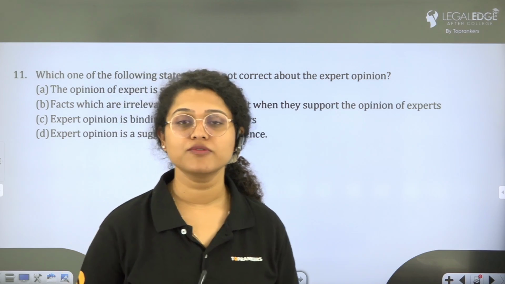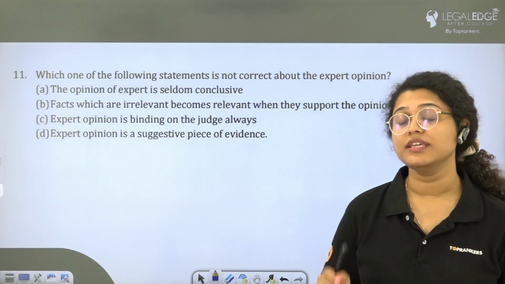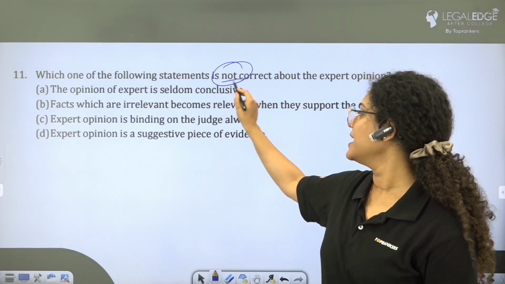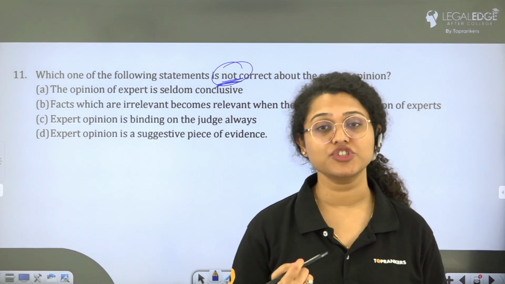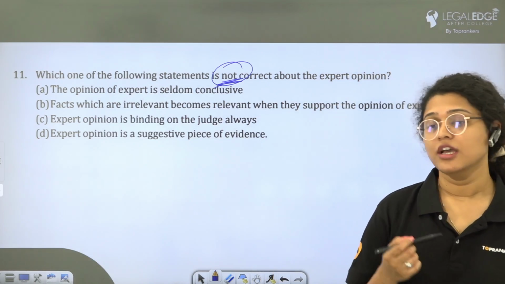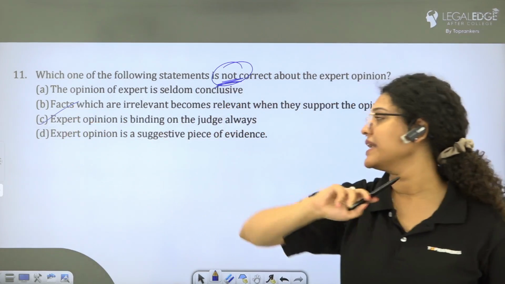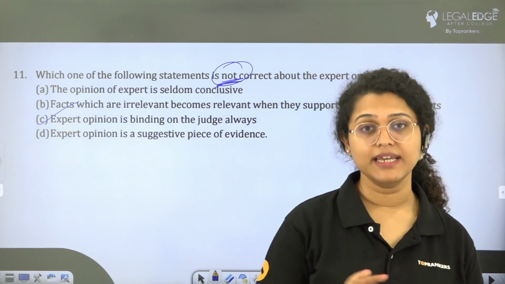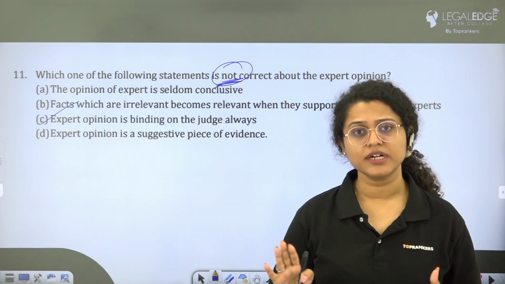Always at the time of solving your paper, you should read the question very carefully to see what has been asked. Wherever "not" is written, pay special attention to this word. Otherwise we mark wrong answers. So your answer here will be C, that expert opinion is binding on the judge. Expert opinion is not binding on the judge. But yes, expert opinion is seldom conclusive.